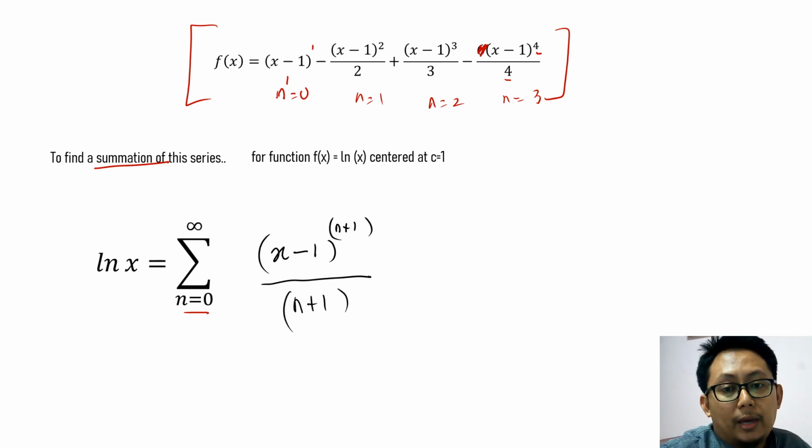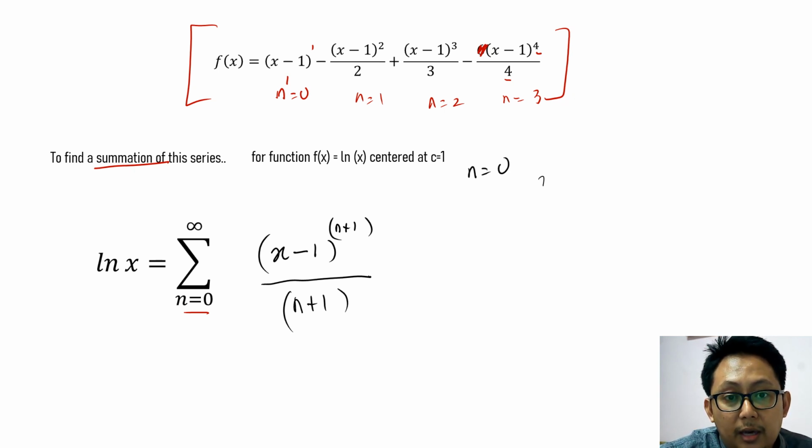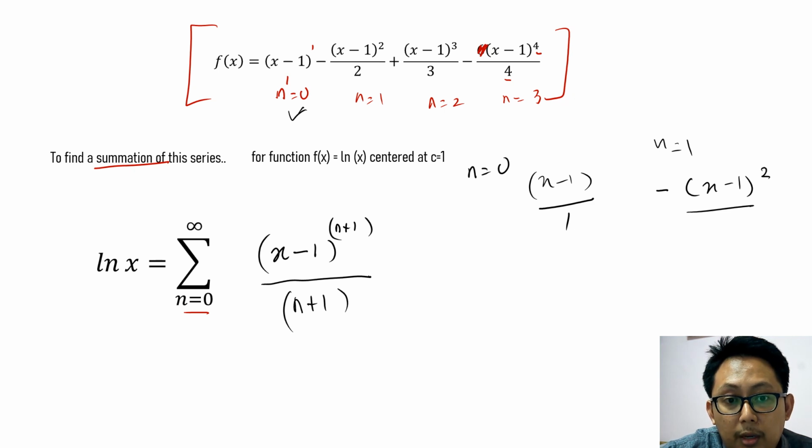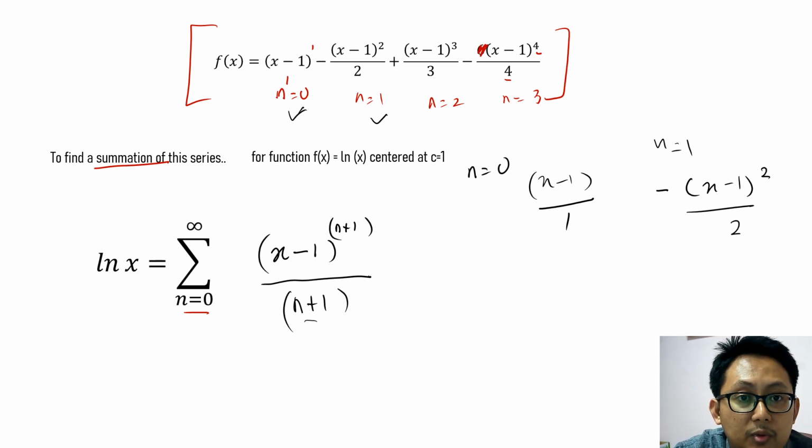For example, we can check for n equal to 0. If n equal to 0, we have here x minus 1 to the power of 1, over n plus 1, 0 plus 1 is 1. So it's the same as this. If n equal to 1, we have here minus x minus 1 to the power of 1 plus 1 is 2, and then 1 plus 1 is also 2. So same as here. The only difference now is the change between plus and minus.